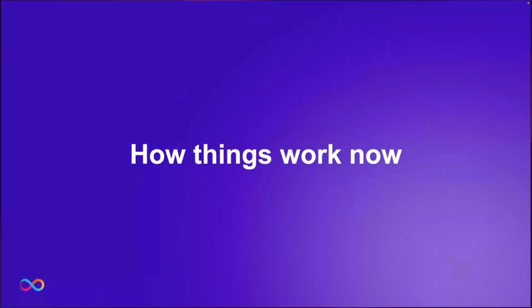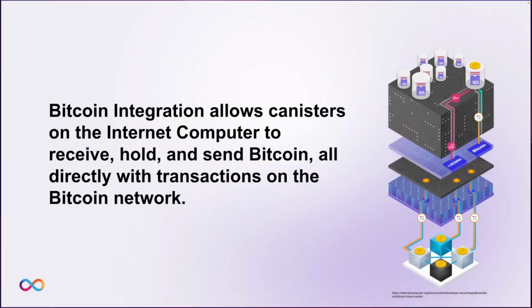Now that we know how things used to work, let's take a look at the Internet Computer's direct integration with the Bitcoin network. As mentioned earlier, the Bitcoin integration allows canisters on the Internet Computer to receive, hold, and send Bitcoin, all directly with transactions on the Bitcoin network. And direct in this context means that no trust assumptions are required, other than trust in the correct functioning of the Bitcoin network and the Internet Computer.